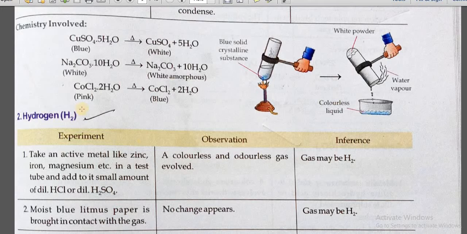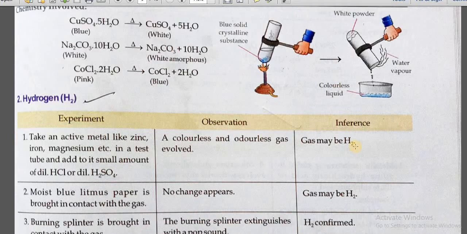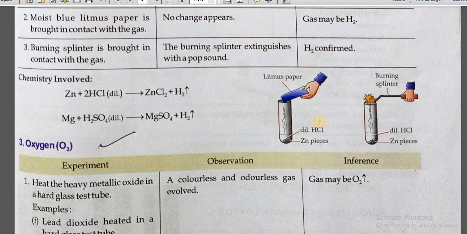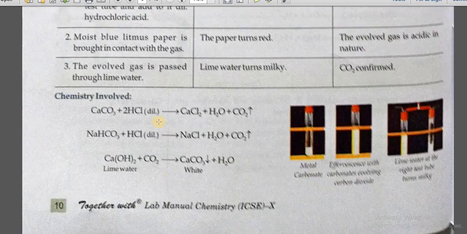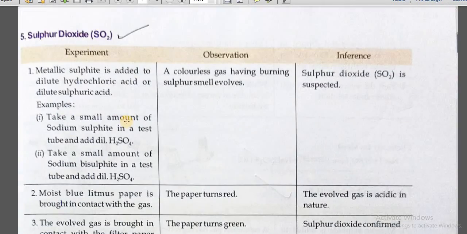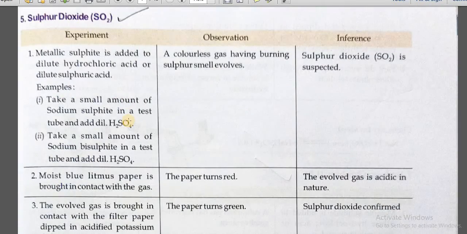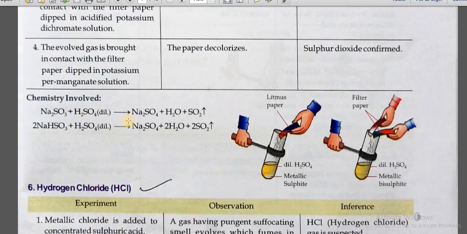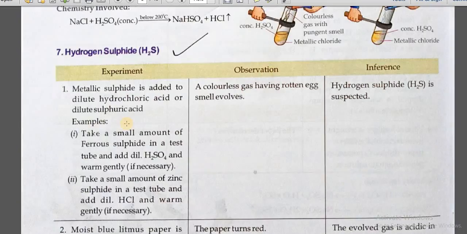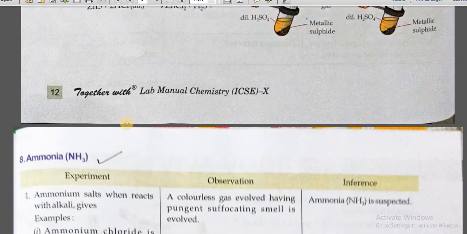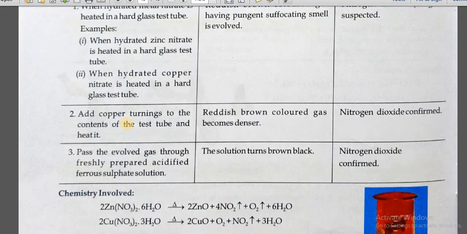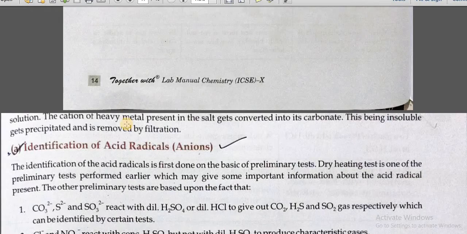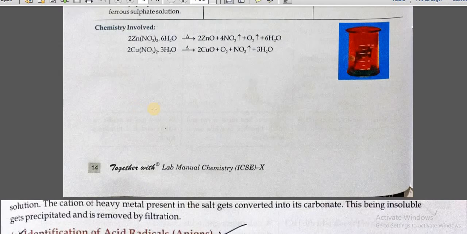Okay, similarly for hydrogen also the same thing: experiment, observations, inference. Okay, write down the chemical equation and you can draw the diagram. Oxygen, okay, in a similar way, carbon dioxide, sulfur dioxide, all these things, without skipping anything over there. Then hydrogen chloride, hydrogen sulfide, then ammonia, chlorine, nitrogen dioxide. Okay, that much. That was for experiment number 1.